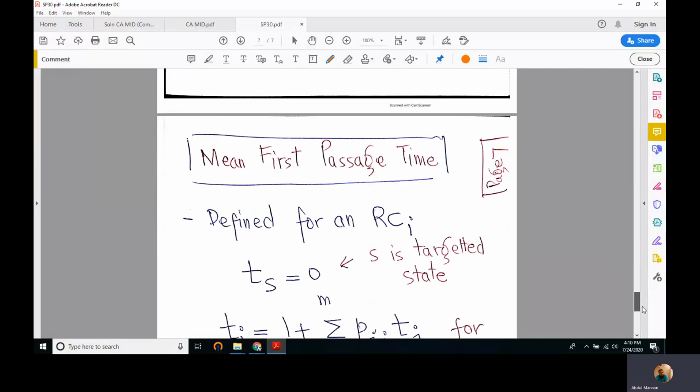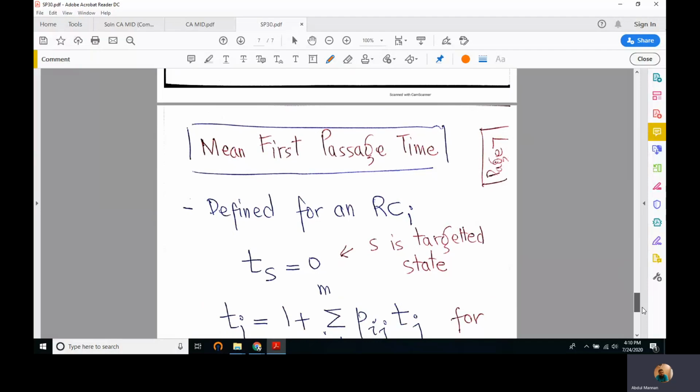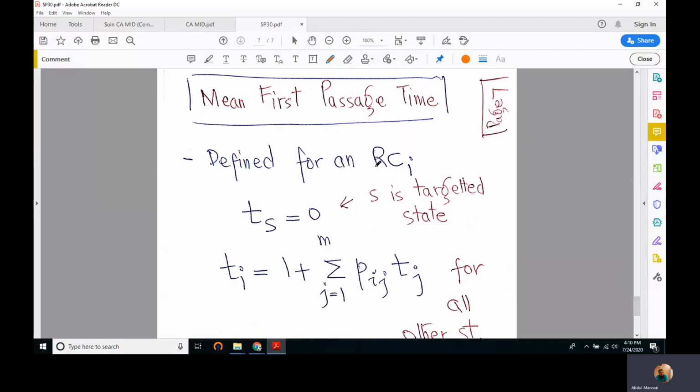One of the last two things that we studied is the mean first passage time. This is defined for a state that is part of a recurrent class. For example, maybe we have states 1 and 2. Let's draw the full chain. The question is, starting from 2, what is the mean time of visiting state 1 for the very first time?